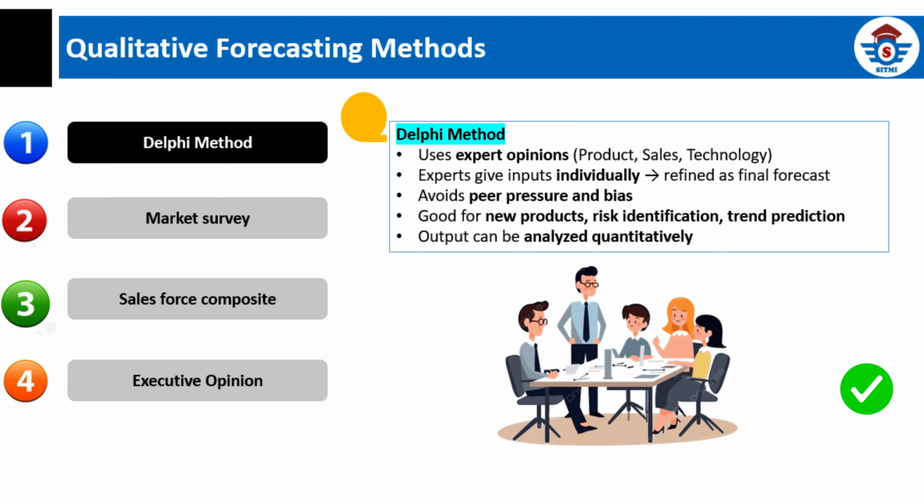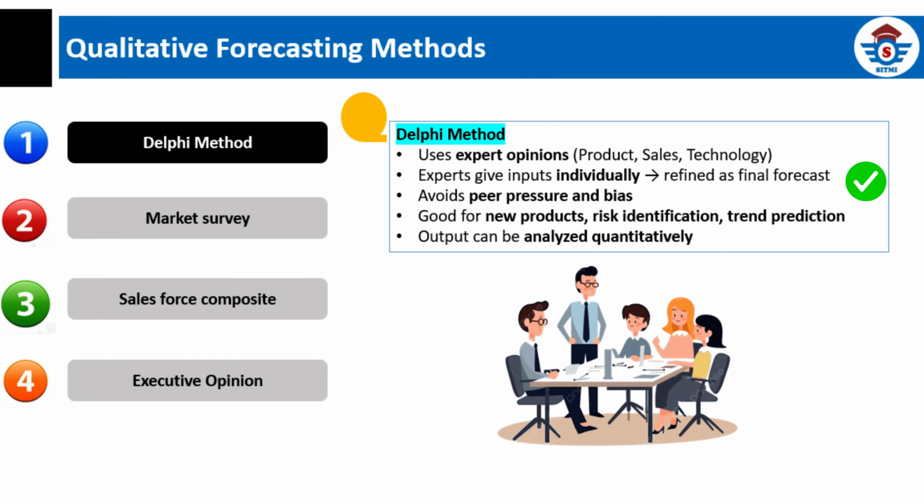In the Delphi method, a small group of experts is selected. These experts may include product managers, senior sales leaders, marketing experts, and technology specialists. Each expert gives their opinion individually about future demand. These opinions are then compiled and refined to arrive at a final forecast. For example, while forecasting demand for a new gaming laptop, experts may share insights based on gaming trends, processor roadmaps, customer feedback, and competitor launches.